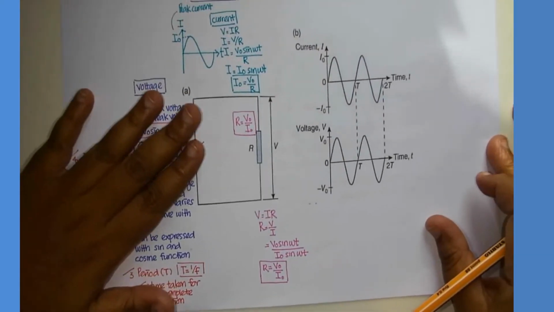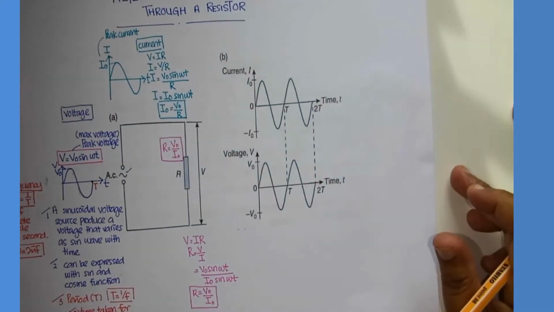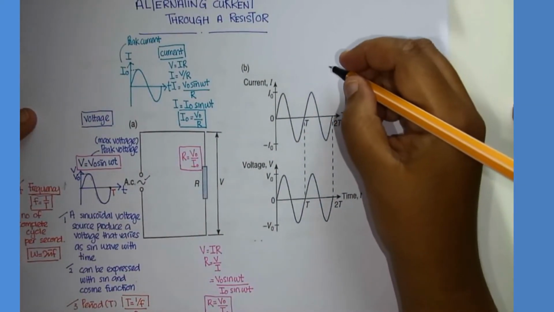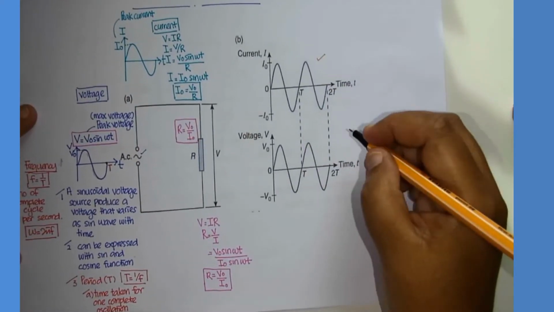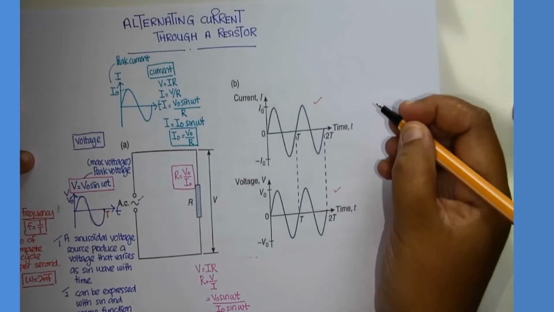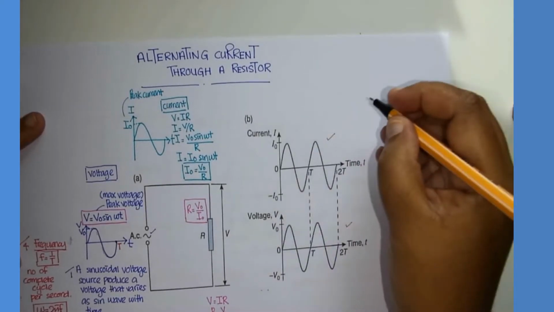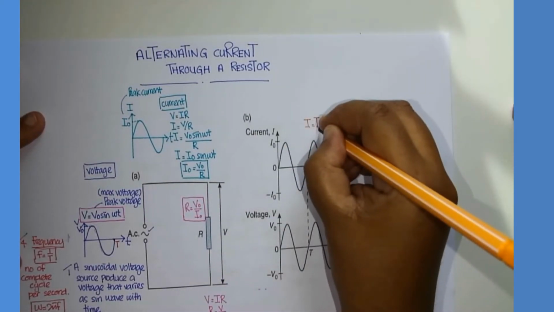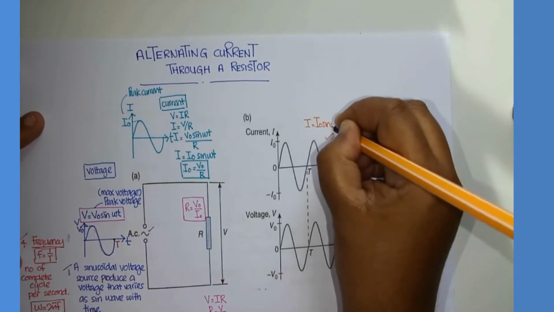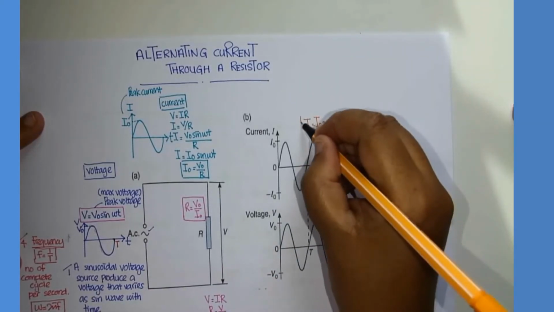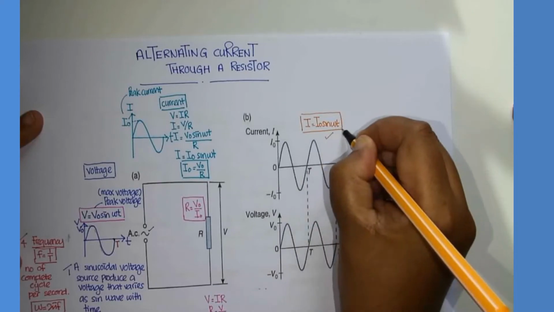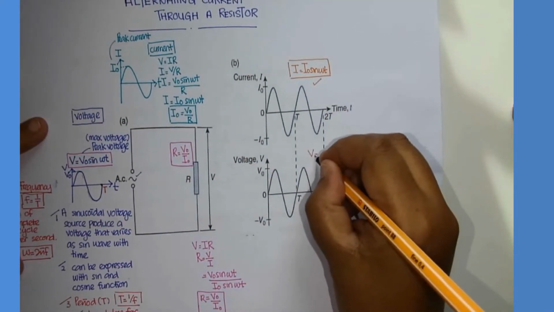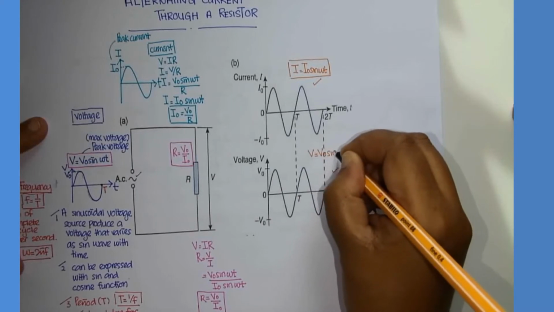So we know about the voltage and current. Now let's compare between the current and the voltage. The current graph will look something like this, and for voltage the graph will look something like this. If I want to write down the equation, it will be I equals I naught sine omega t, and this is voltage versus time, so V equals V naught sine omega t.